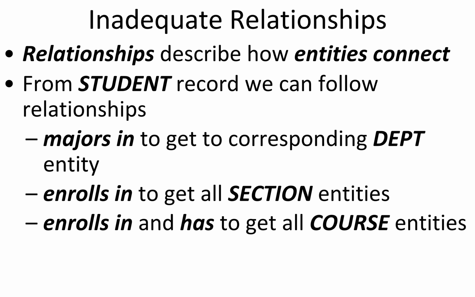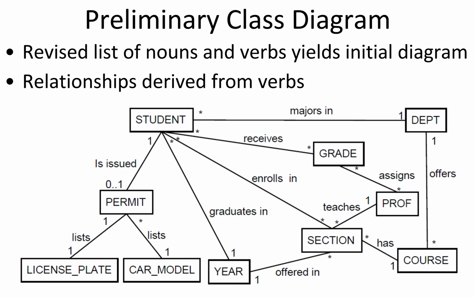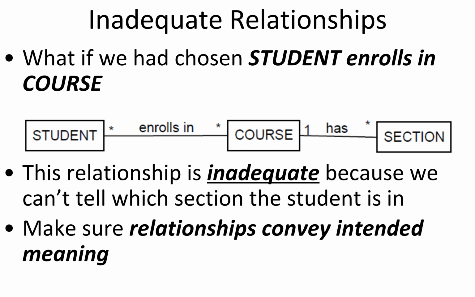So from the student record, we have the following relationships. The student majors in, which allows us to navigate to the department. The enrolls in allows us to navigate to the section. Enrolls in and has allows us to navigate to the course instances. So from student, we can go to majors, receives, enrolls, which allows you to navigate to everybody else.